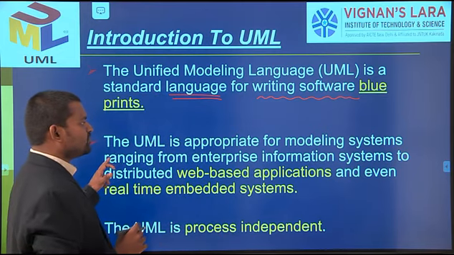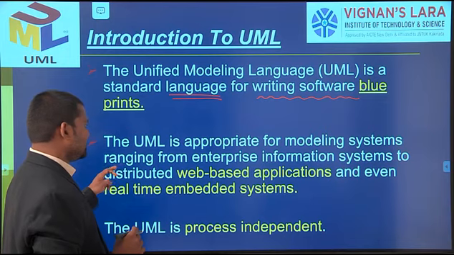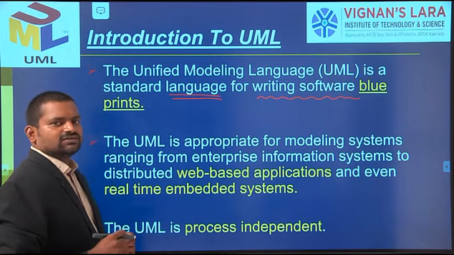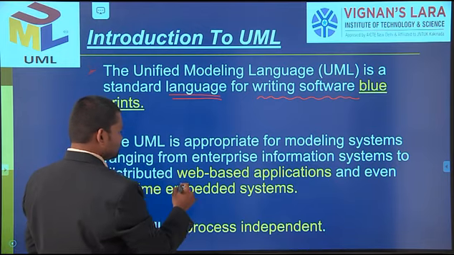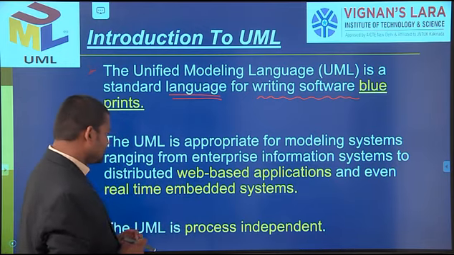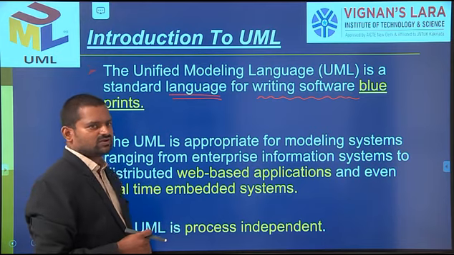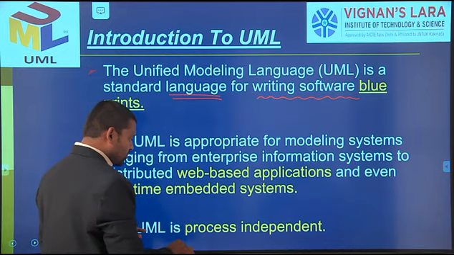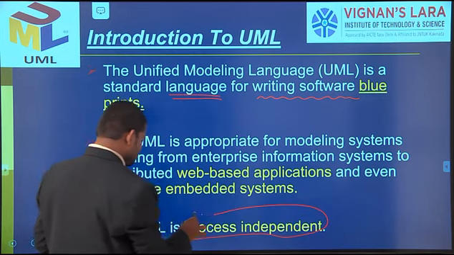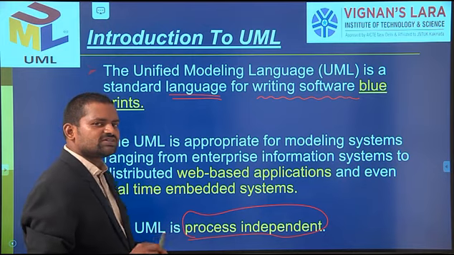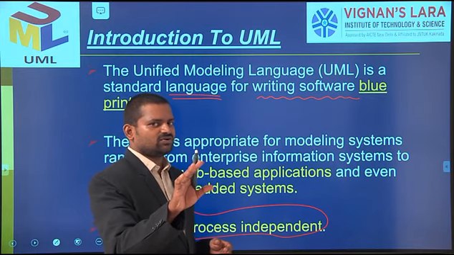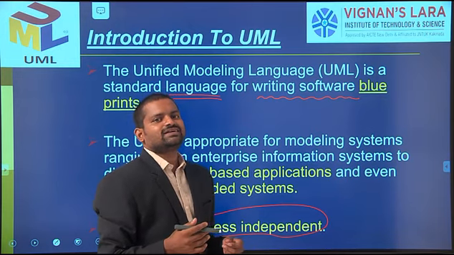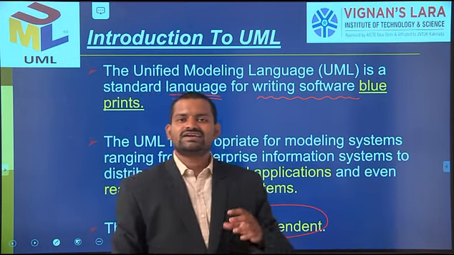The UML is appropriate for modeling systems ranging from enterprise information systems to distributed web-based applications, and even real-time embedded systems that we are going to develop. UML is process independent. What is going on in that particular software? Depending upon the process, we are going to develop different kinds of diagrams.